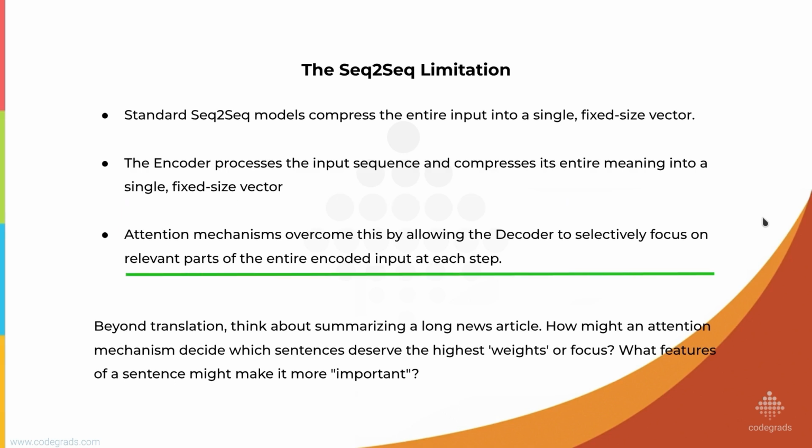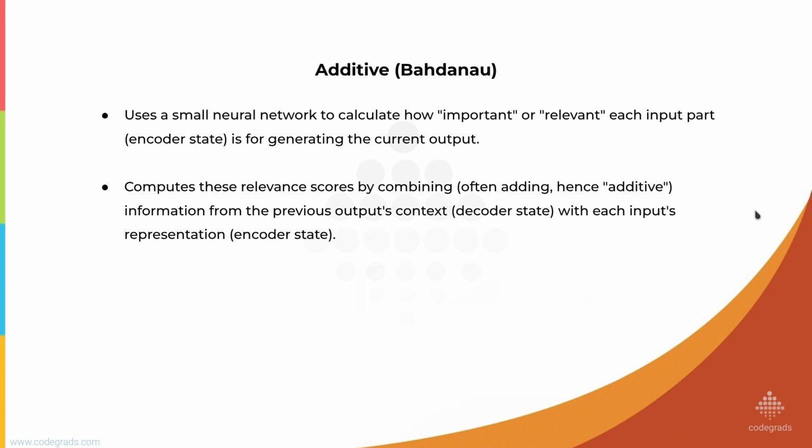Attention mechanisms came to the rescue. Instead of that single, compressed vector, attention allows the decoder, the part generating the output, to selectively look back at all relevant parts of the entire encoded input at each step of its process. It's like giving the model a memory or a focus capability. It's not just about remembering, it's about knowing what to remember and when. Now, let's look at some types.